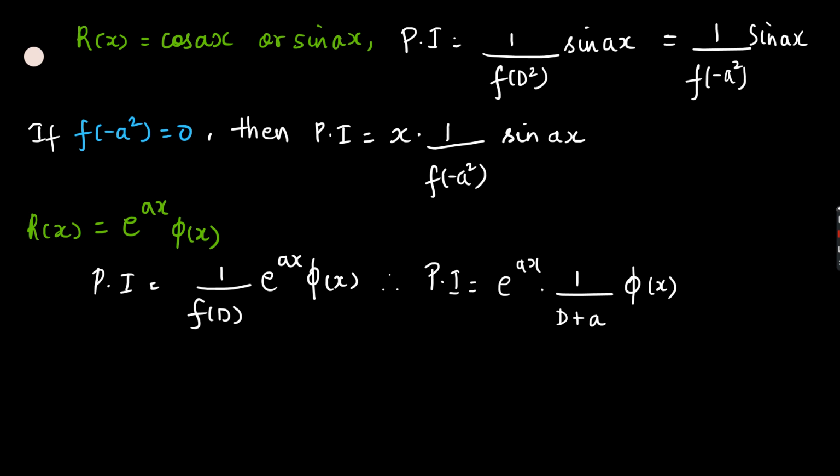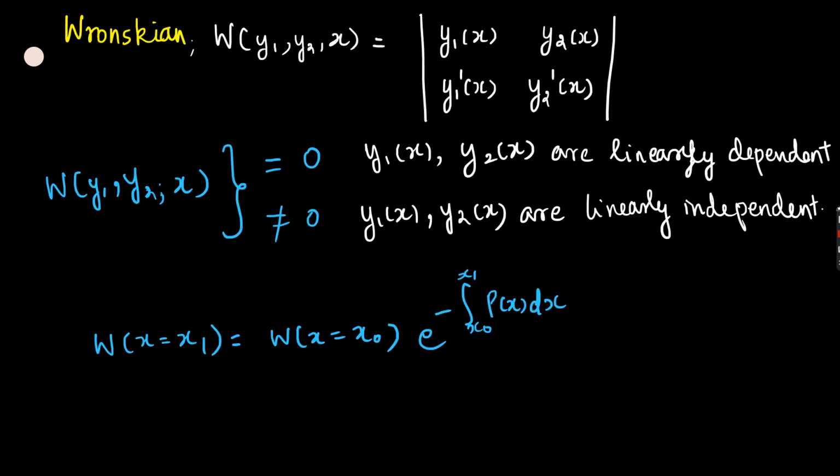Okay, next, r of x should be equal to your exponential into polynomial. If it is as such, then what you'll have to do is replace your D by D plus a. And then after doing that, for the polynomial, what do we do? We just expand using binomial expansion, right? So after replacing D by D plus a according to our exponential, we have to expand by using binomial expansion and then use the same step as we do for the polynomial case.